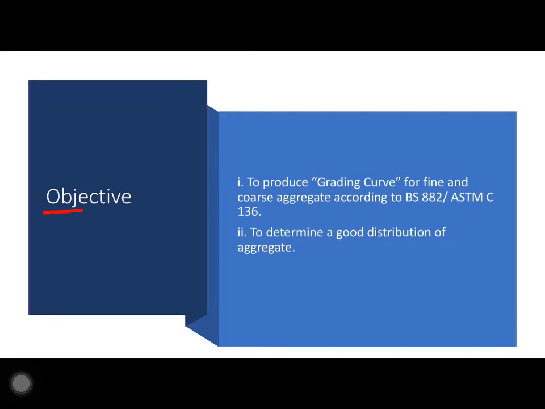Here, the objective of the testing. Number 1, to produce grading curve for fine and coarse aggregate according to BS and ASTM. Number 2, to determine a good distribution of aggregate. So we have to go through the grading curve. We have 3 types. So we have well graded, we have gap graded, and then we have polygraded.